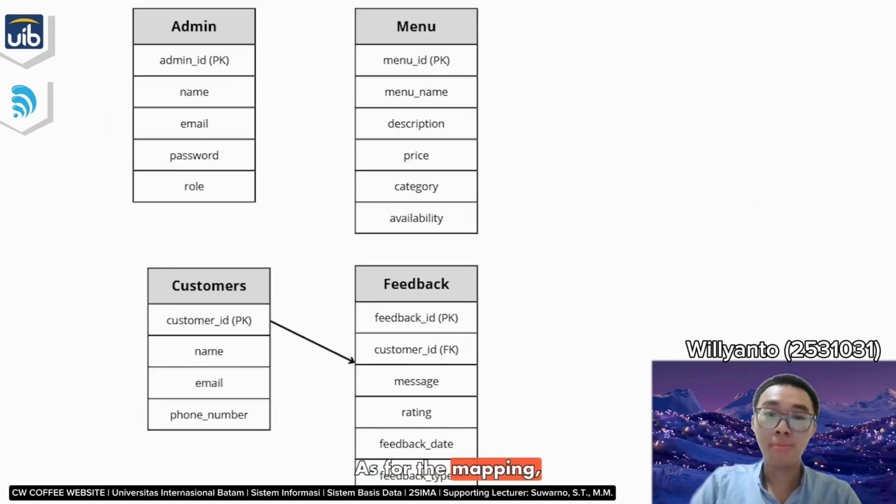As for the mapping, admin and menu don't really map to each other, because once the menu has been created by an admin, it exists entirely independently from the admin. Meanwhile, feedback, once it has been created by the customer, will always be tied to that specific customer and does not exist fully independently from that customer. That's why it has a foreign key, customer ID.